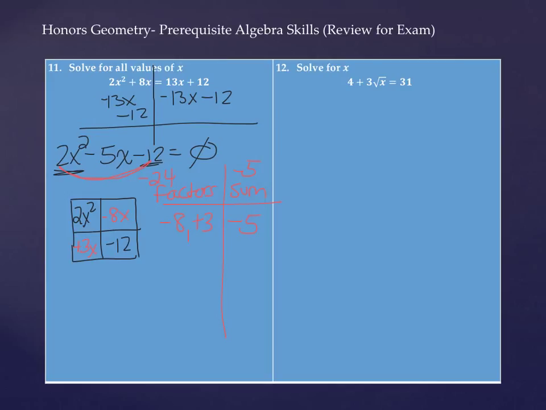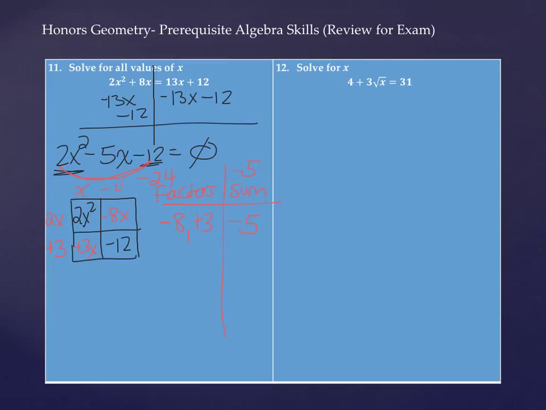So go row by row and column by column. I'm going to start with the first row here. What can we divide out of both terms, 2x squared and negative 8x, evenly? And that happens to be a 2 and an x. Now I'm going to look at this next row. What can be divided out of both of these terms, 3x and negative 12? That's a positive 3. And now looking at column 1, what could be divided out of 2x squared and 3x? Only an x. And finally, what can be divided out of negative 8x and a negative 12, and that would be a negative 4.